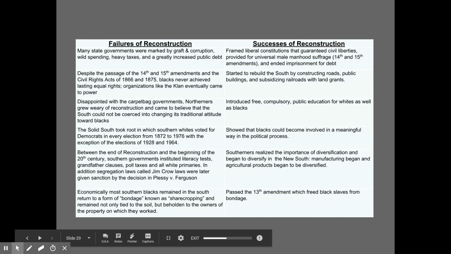All right, so make sure you read through chapter 15 and pull up any things I might have left out. Remember, this doesn't cover everything, but this should give you a little overview of what Reconstruction should look like.